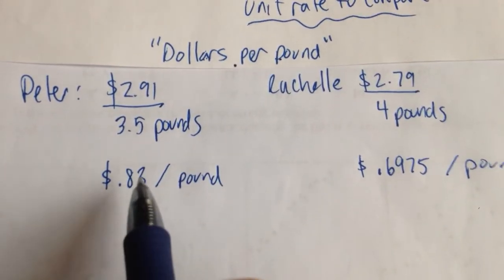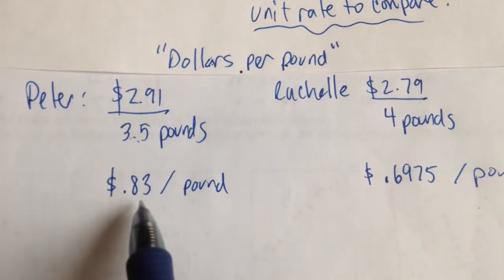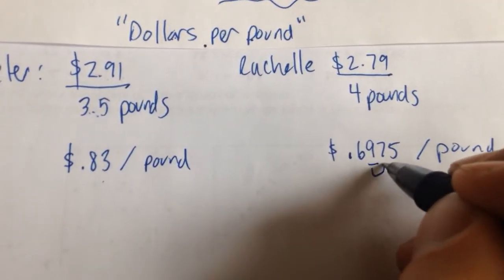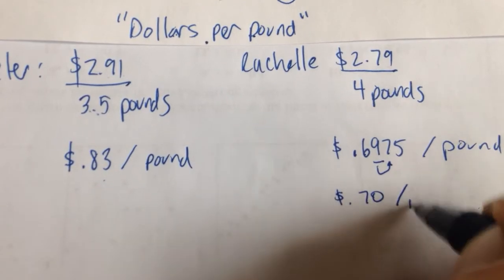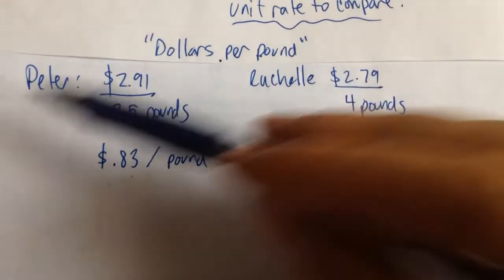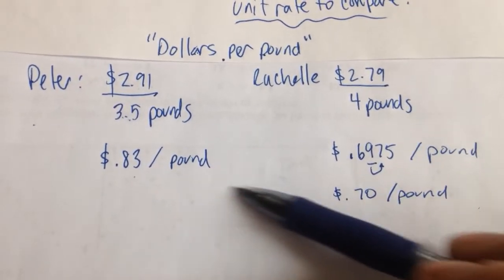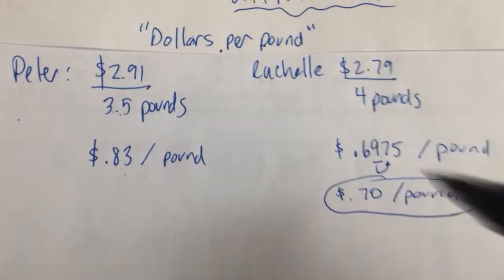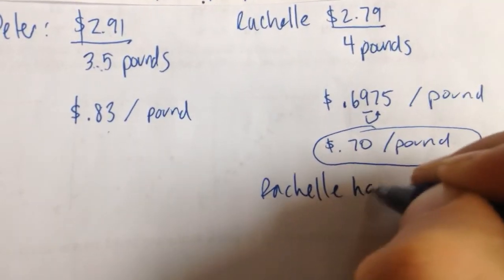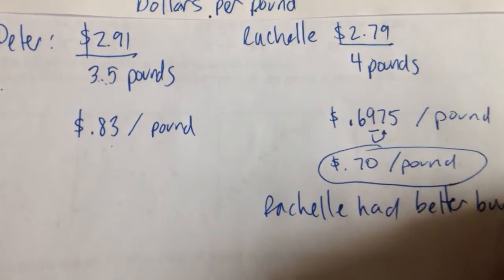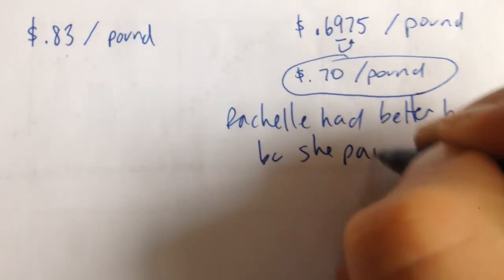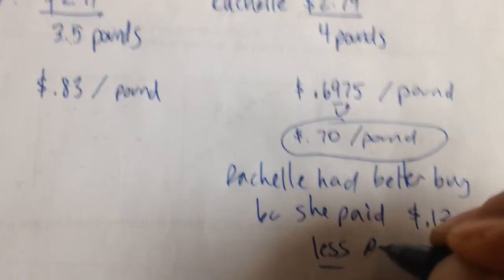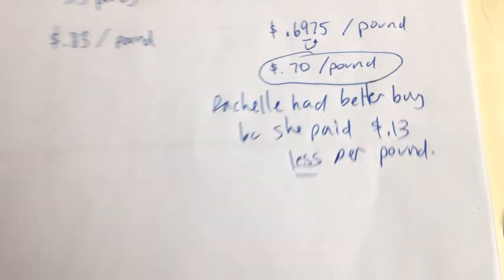In this case, Peter paid 83 cents per pound. I do 2.91 divided by 3.5, I get 0.83. Rochelle, 2.79 divided by 4, I get 0.6975. With money, you have to round to the hundredths. I get 0.70 per pound. Who had the better buy? Rochelle had the better buy because she paid 13 cents less per pound.